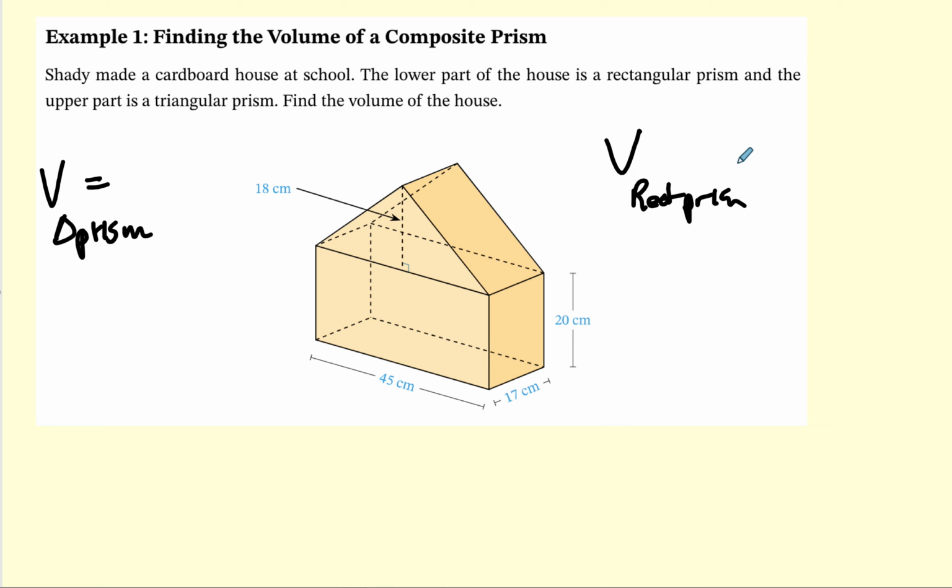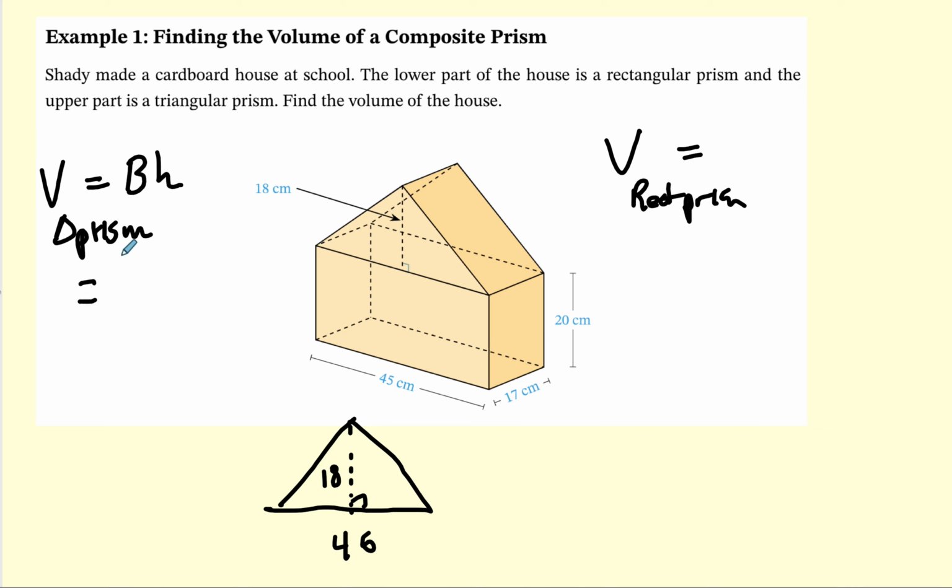It might help for you to draw the base, and for the triangular prism, the base is a triangle. So let's go ahead and draw the triangle, and we can see the base is 45 and the height is 18. So this is going to be area of the base times the height. The base is a triangle, so 1/2 base times height, and then times the height, but this is the height of the prism.